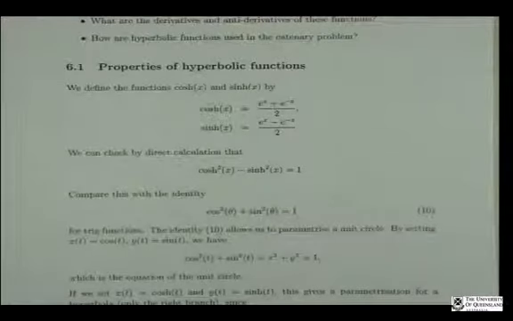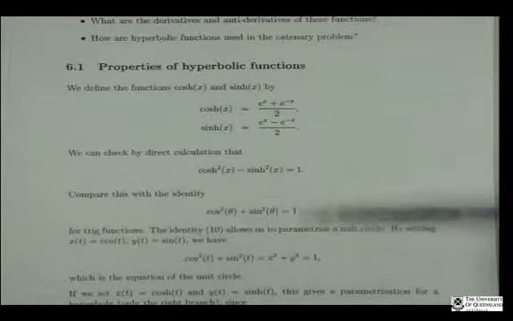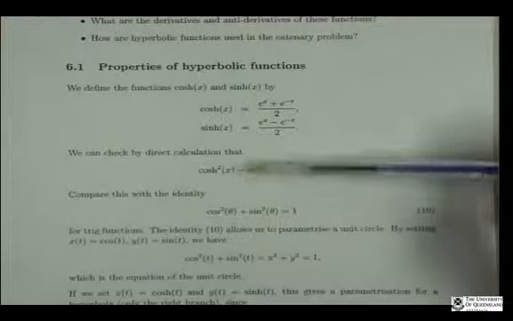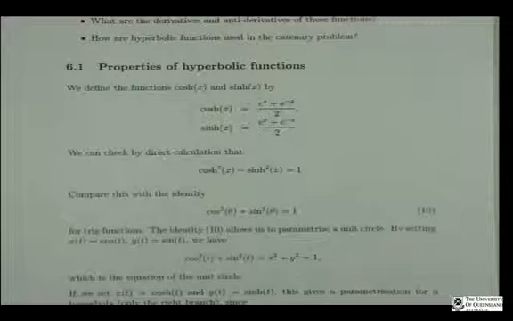So there's one of the first parallels, I guess, between these hyperbolic functions and their trig counterparts. All right, a subtle difference though. This one has a minus sign, so the difference of cosh squared and sinh squared is 1 rather than their sum.